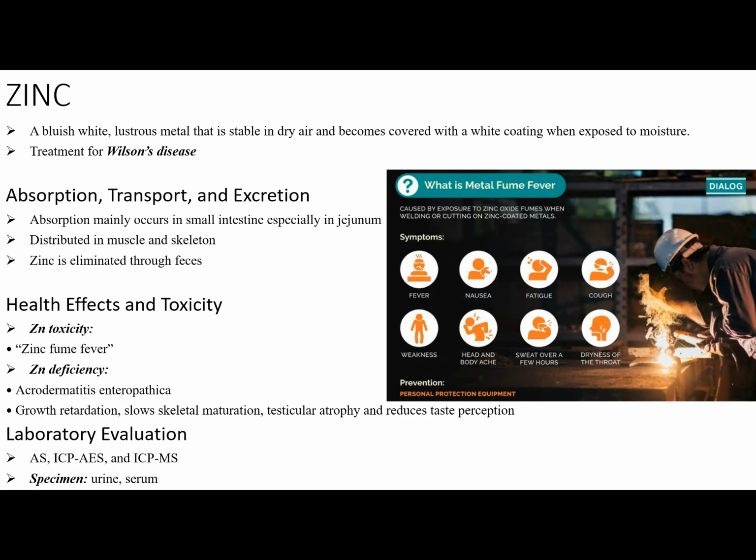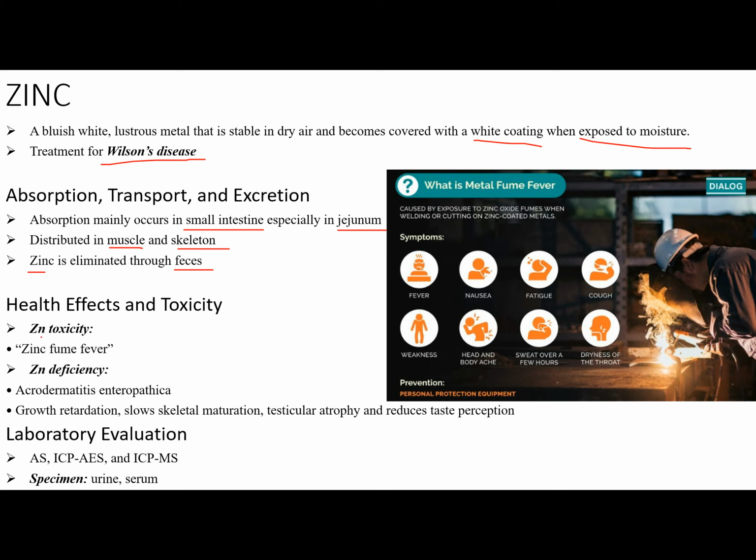Then the last one, we have your zinc, class. So zinc is a bluish white lustrous metal that is stable in dry air and becomes covered with a white coating when exposed to moisture. Treatment for Wilson's disease. Absorbed mainly in the small intestine, especially in the jejunum. Distributed in the muscle and the skeleton. Zinc is eliminated through feces.